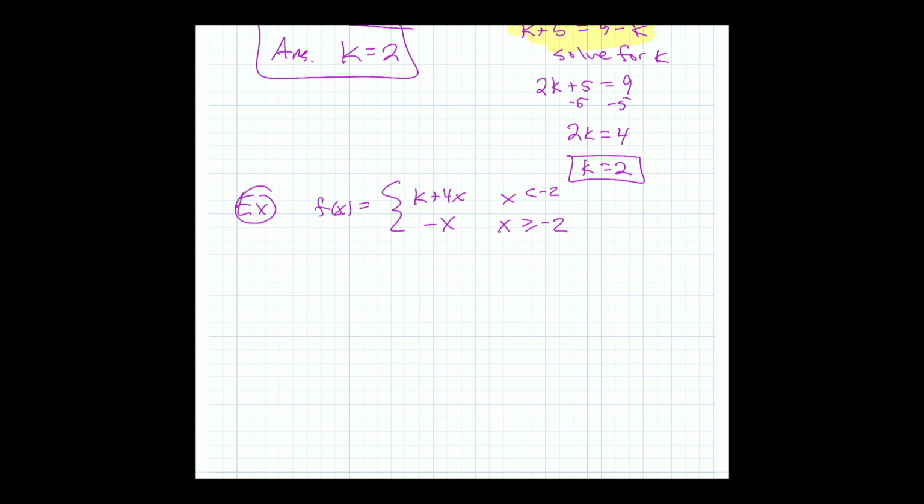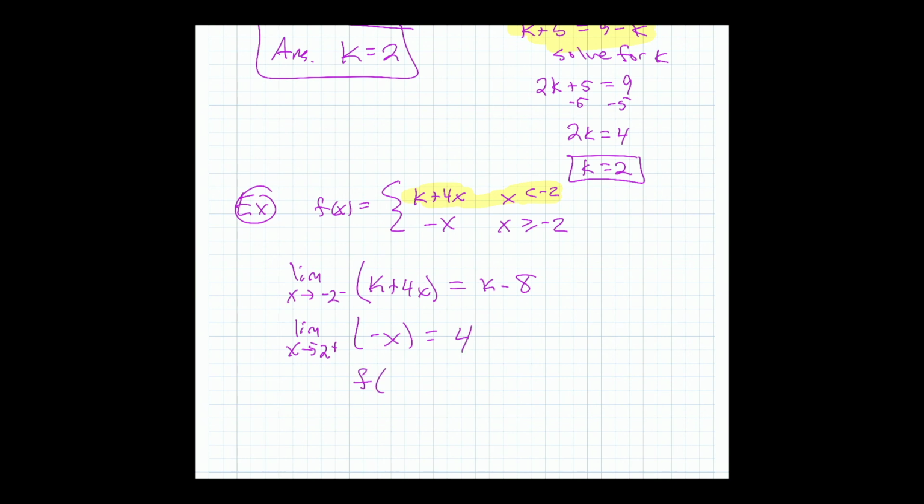How would you do it? Well, let's be a little bit faster than last time. Negative 2 from the left. If we're to the left of negative 2, which function should we be using? This one, right? K plus 4x. Plug in a negative 2. What do we get? K minus 8. Then you have the limit as x approaches negative 2 from the right. What are we going to get? Just a negative x, right? The other function. Put in a negative 2. What do we get?